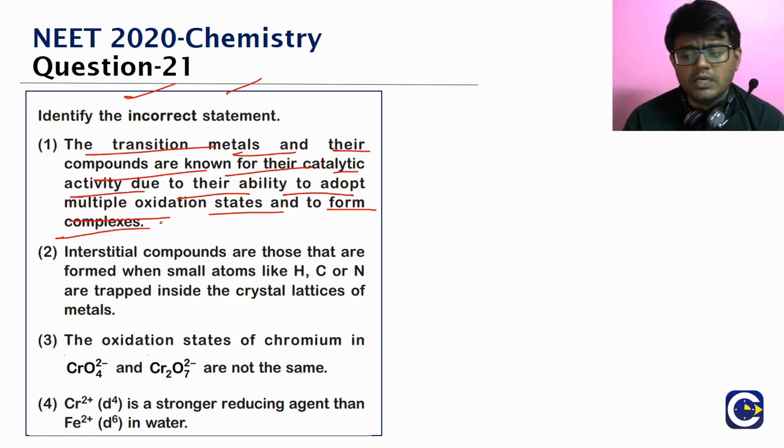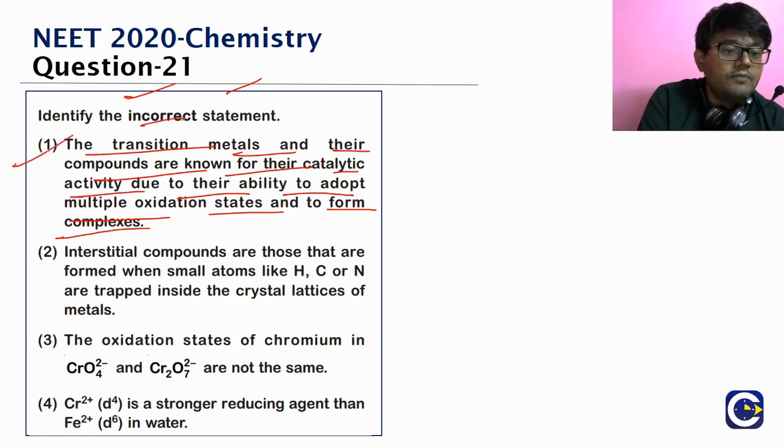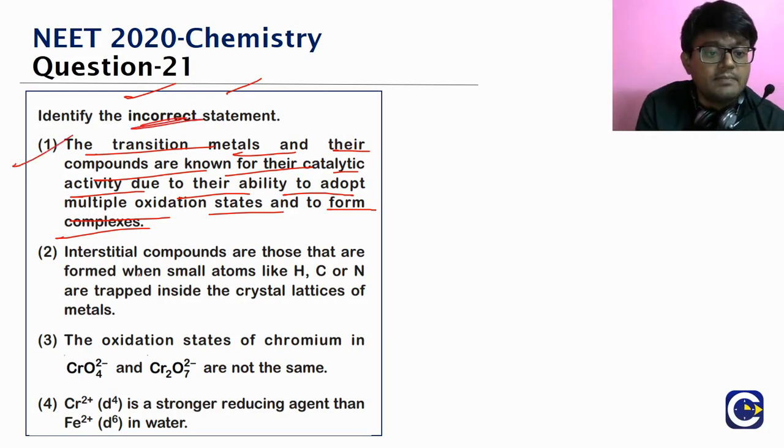Even if you talk about the Haber's process or contact process, most of the industrial processes use either the transition metal itself or compounds of the transition metals. What is the reason for this? Because they can show multiple oxidation states, and also they are able to form various complexes. So this is the correct one, and we are looking for the incorrect statement. Second statement is what?